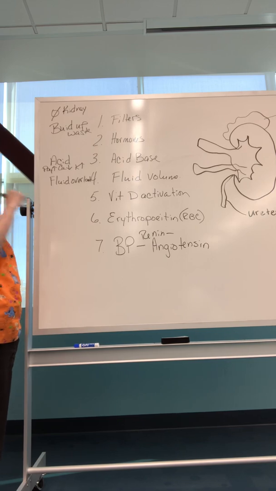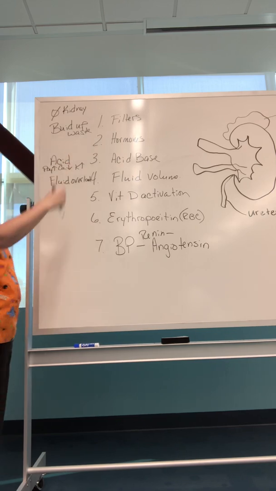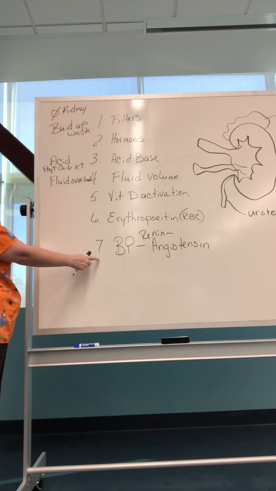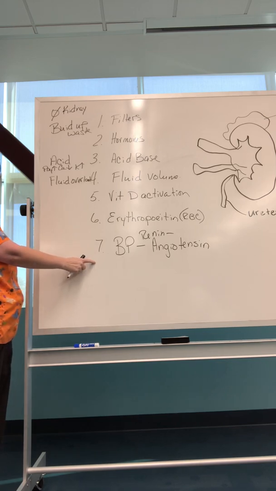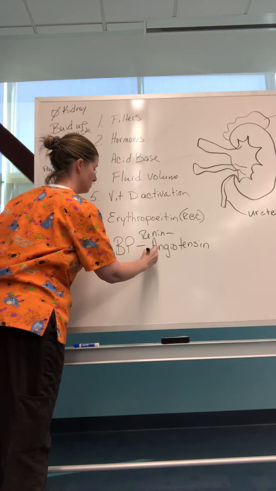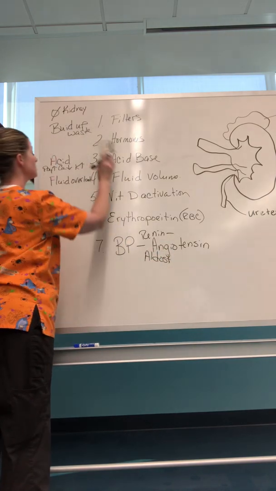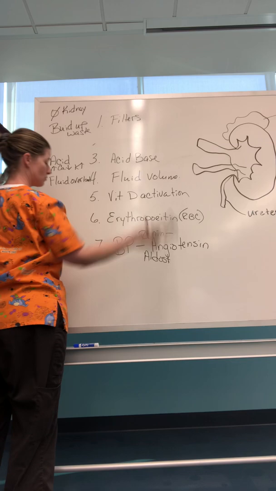What else? What hormones are we talking about? Aldosterone? Yeah, so do we want to put that here? Yeah, because it's the renin, aldosterone, angiotensin. So we'll just group that together.